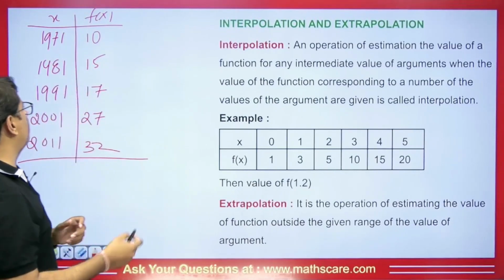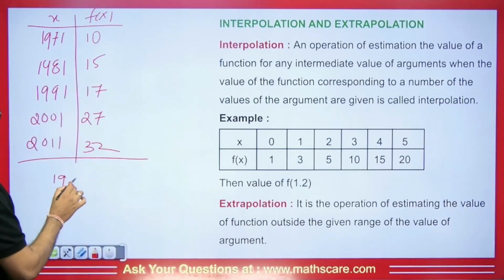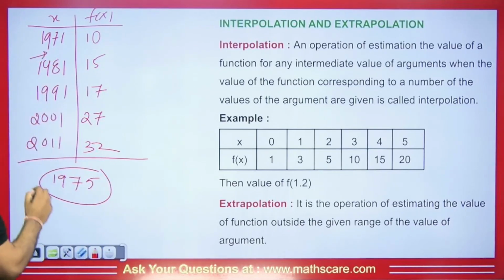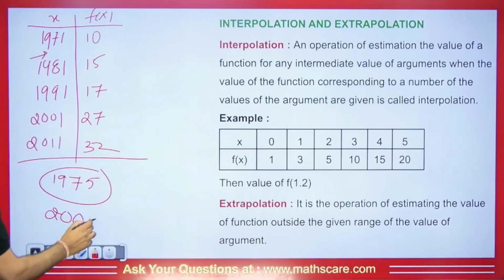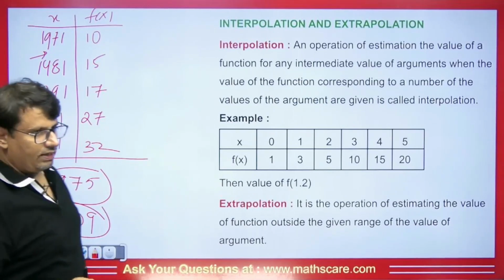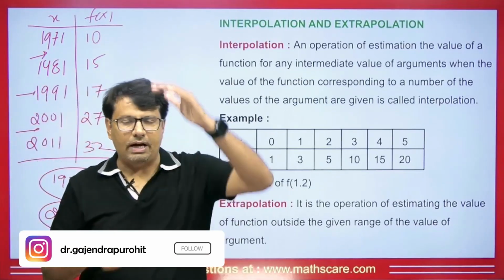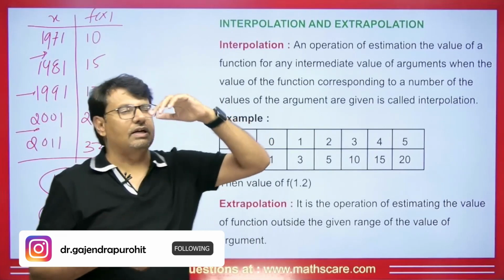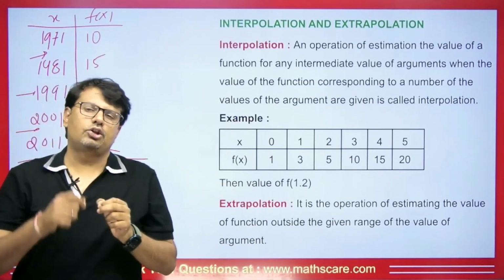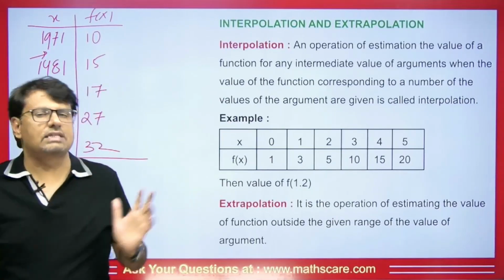Now, if I say to you, tell me what will be the population in 1975? I mean their value is asked. Or if you are asked what will be the population in 2009, meaning some value in between is asked. This is called interpolation. Means they are asking the in-between value, the value between here and here. So students, here the interpolation concept applies.